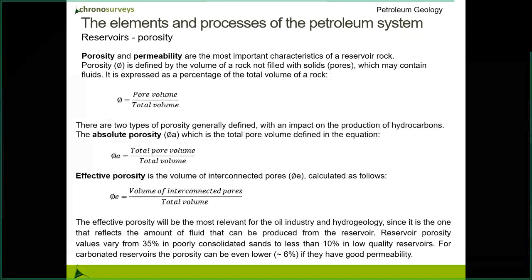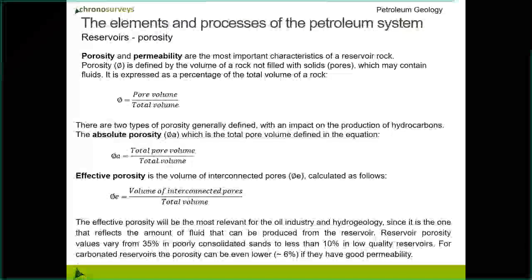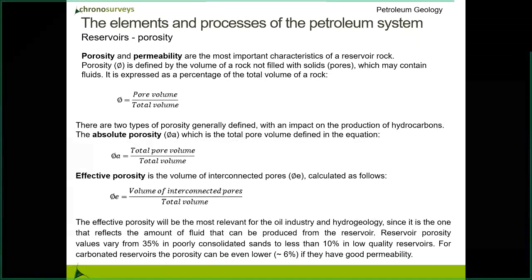Reservoir porosity varies greatly, and in reservoirs it can be as high as 35%. Above that it will be difficult to have a rock sustaining itself, so we start having the grains composing the rock not touching each other. And that happens in poorly consolidated sands. And you can have less than 10% in low-quality reservoirs. In carbonate reservoirs, especially if they have high permeability, you can have porosities which are even lower, down to 6% or similar values.